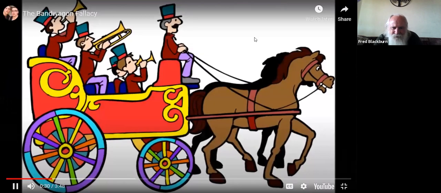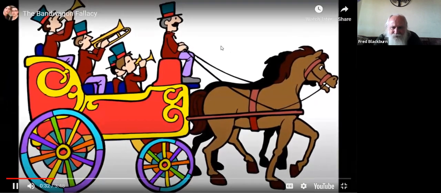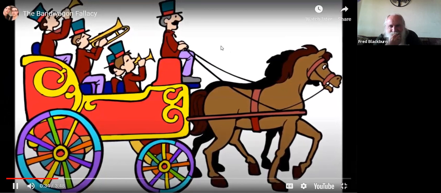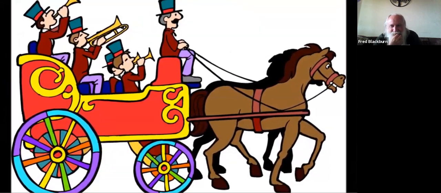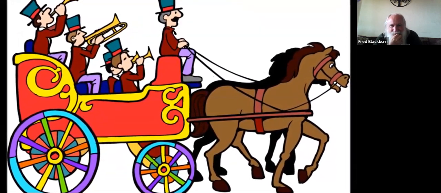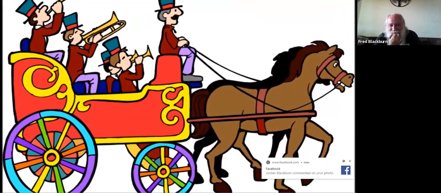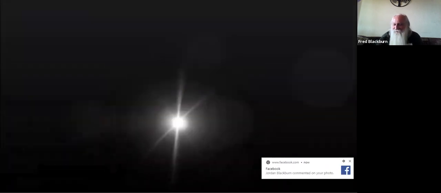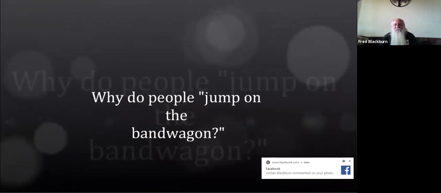According to James Freeman, in the past, politicians rode around towns on wagons that carried bands for political campaigns. Supporters would literally jump on the wagon to show support, hence the term bandwagon. That's funny.